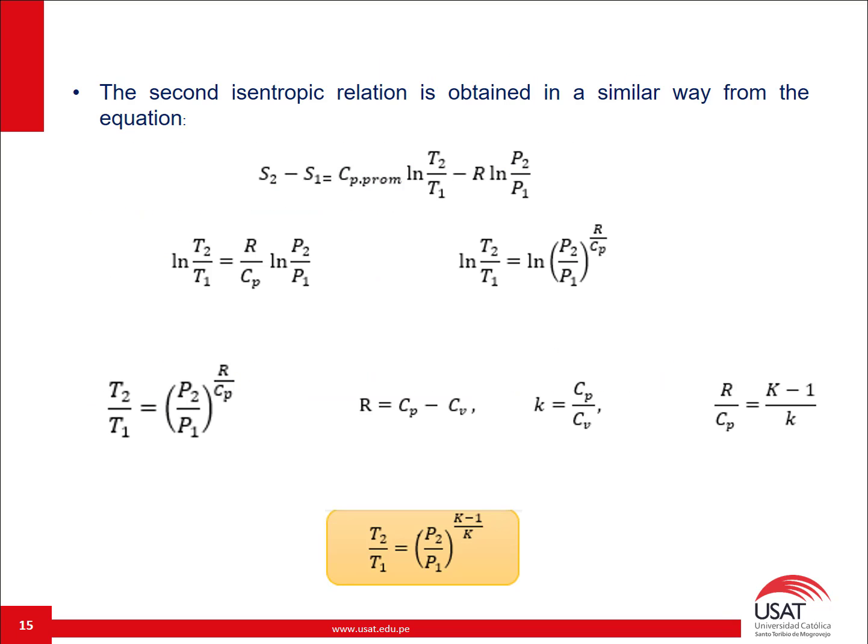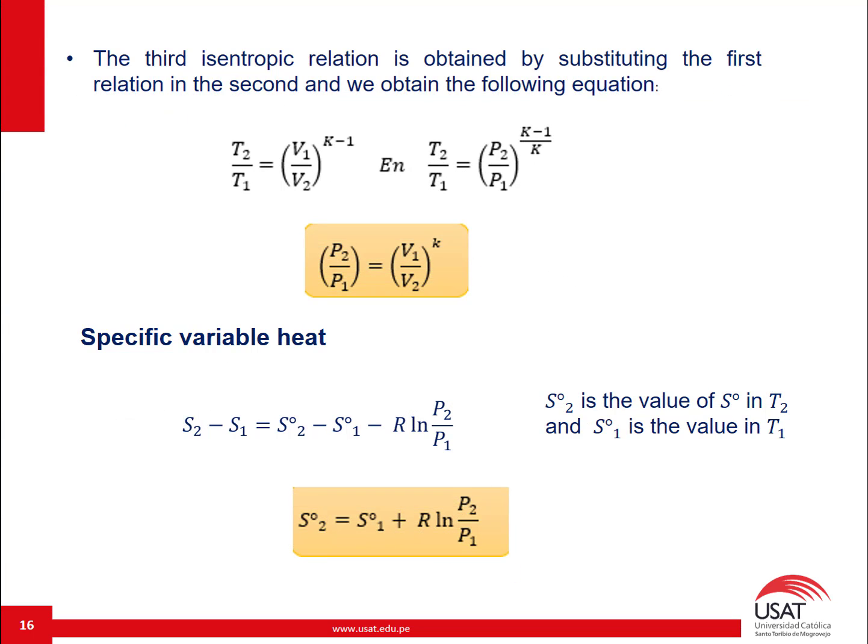The second isentropic relation is obtained in a similar way from the equation, equating ds to 0. The equation that is obtained is, the second relation is the following. The third isentropic relation is obtained by replacing the first relation in the second, and we get the following equation. Generally, the ratio of specific heats k varies with temperature, so an average value of k must be used for the given temperature range. And the isentropic relations of ideal gases are only valid for the isentropic processes of ideal gases.